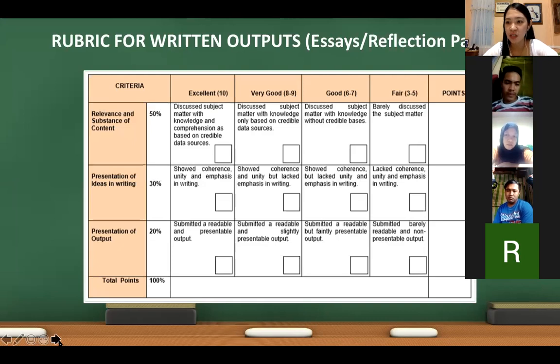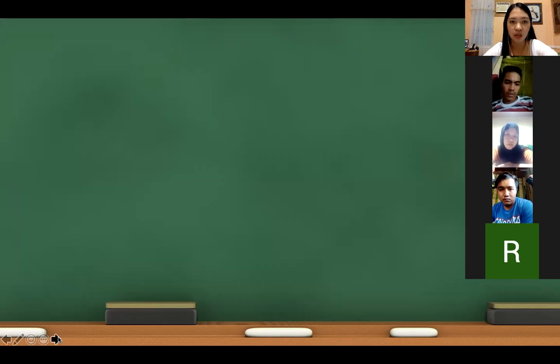And lastly, for the written outputs like yung mga reflection papers, mga essays, so ito yung maging criteria ninyo. You will be rated based on the relevance and substance of the content, presentation of ideas in writing, and presentation of outputs. So that's all for the criteria and rubrics.